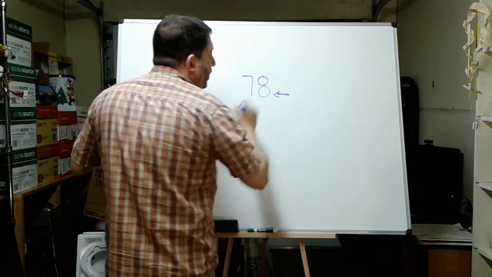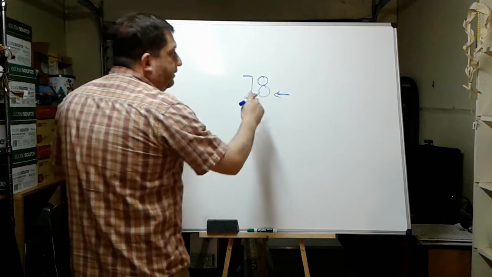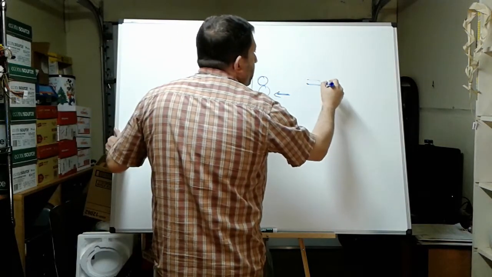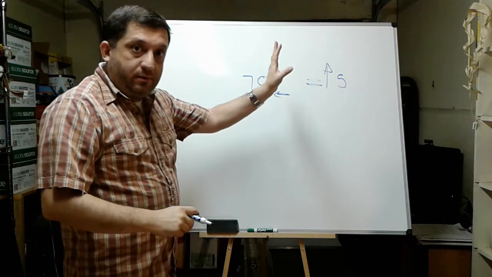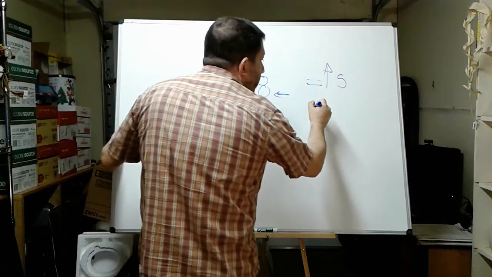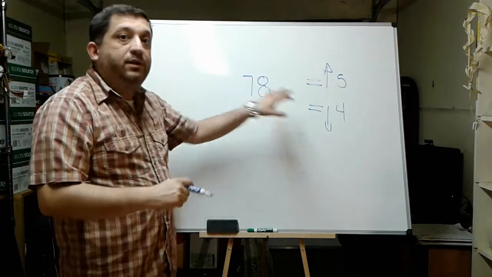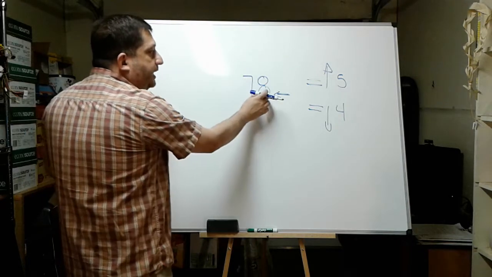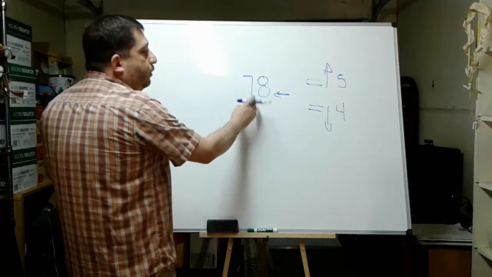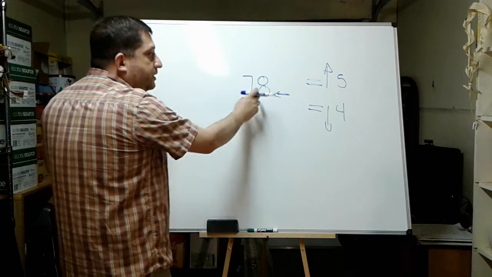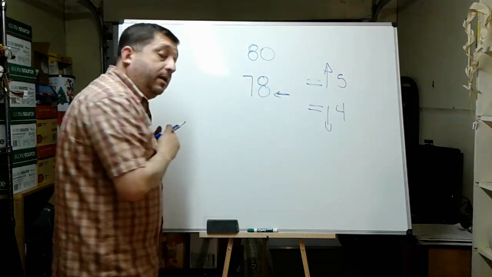Okay? Right here. Now, if this last number is equal or greater than 5, we're going to round up. If the number is equal or lower than 4, we're going to round this number down. So in this case, the 8 obviously is equal or greater than 5. So therefore, we're going to round this number up. This number 78 is actually going to be rounded to 80.